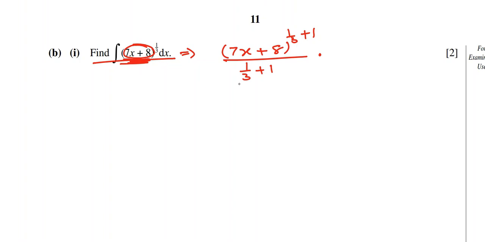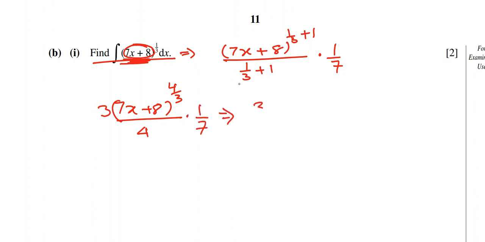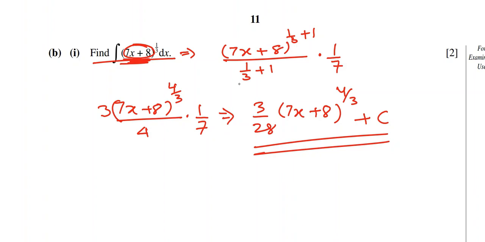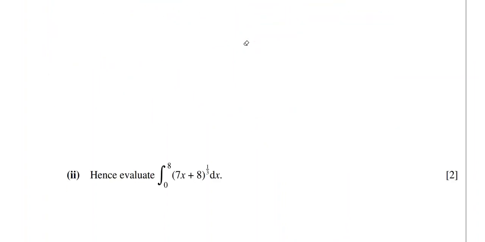So I'm not writing divided by 7 here, I'm writing multiplied by 1 over 7, so that the cleanliness of this thing is maintained. So 7x plus 8 to the power 4 thirds over 4 thirds multiplied by 1/7. So the answer should be 3 over 28 times 7x plus 8 to the power 4 thirds, plus c. We did not write plus c earlier. So finally we will add plus c. Okay, c part is there.